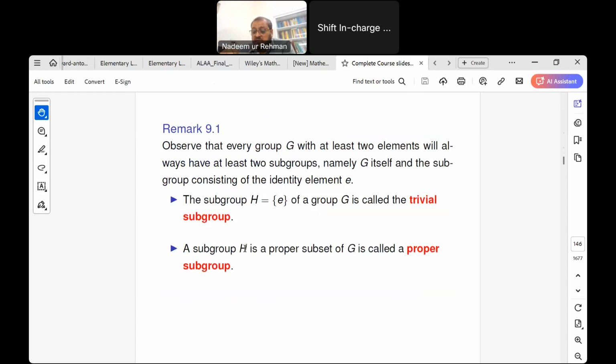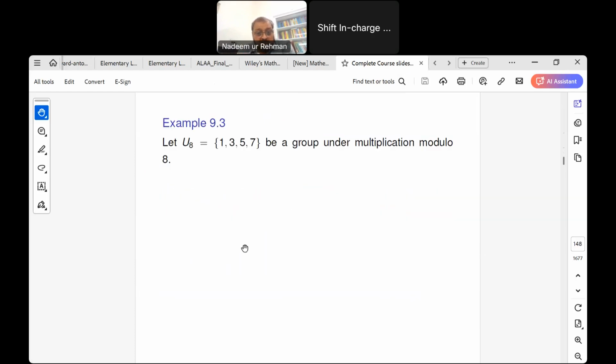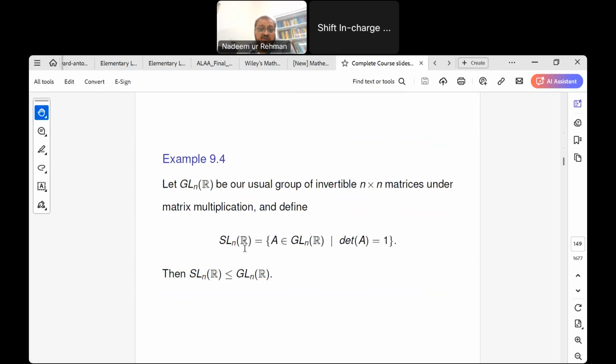Every group has two trivial subgroups. H equal to the identity is a group, and that is called the trivial subgroup. A subgroup is called a proper subgroup if it is a proper subset of G. We discussed many examples in the lecture to investigate subgroups, so we take various examples.